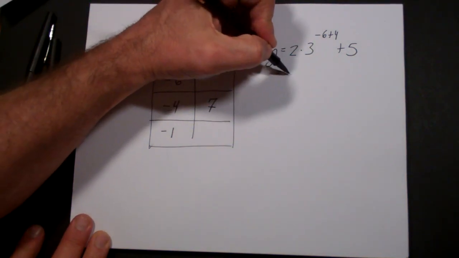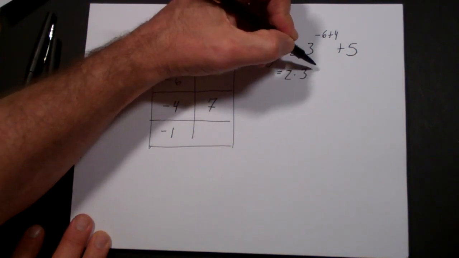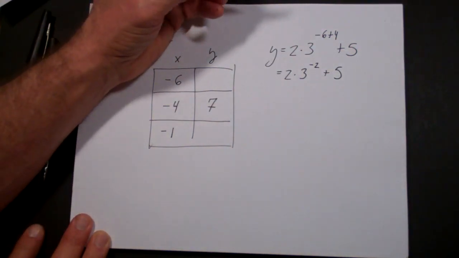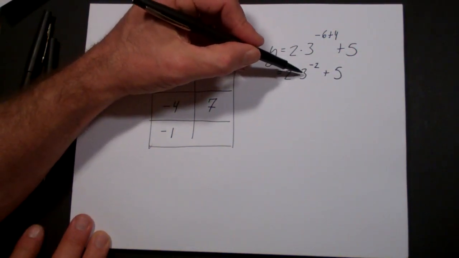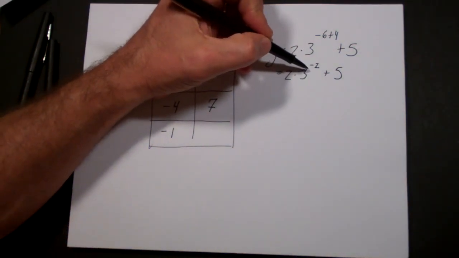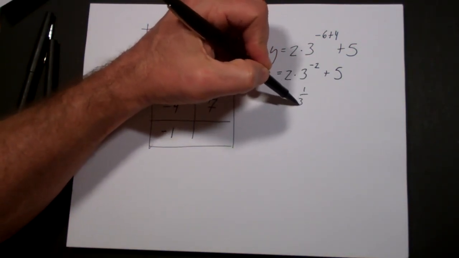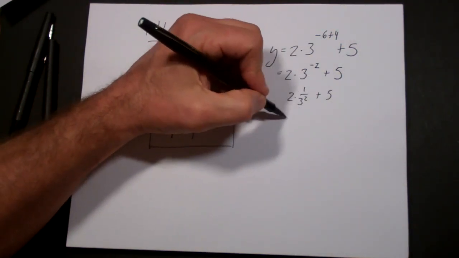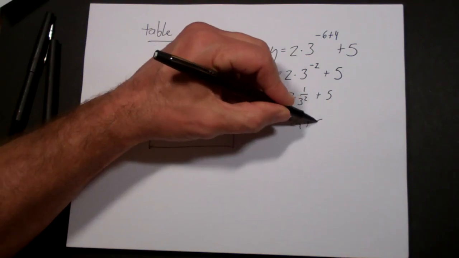You have to remember your PEMDAS rule, so that's 2 times 3 raised to the -2, plus 5. You want to do exponents next. So 3 to the negative 2 is 1 over 3 squared, or 1/9. And 2 times 1/9 is 2/9, plus 5.